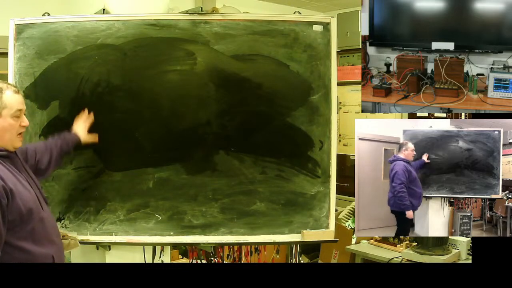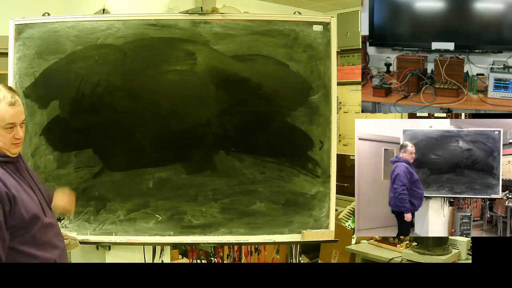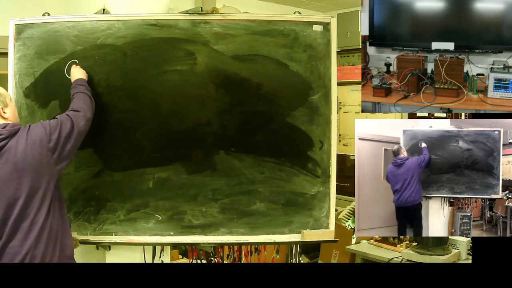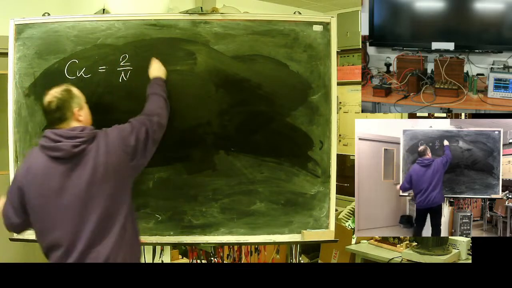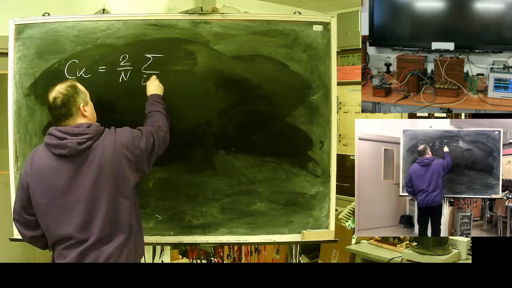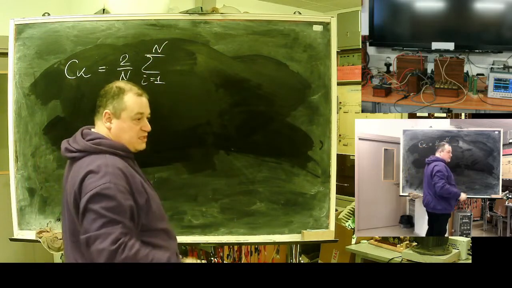And now you need to understand how I will solve it. So, for any, it will be 2 divided by n, sum where i starts from 1 and ends at the number of measurements per period.